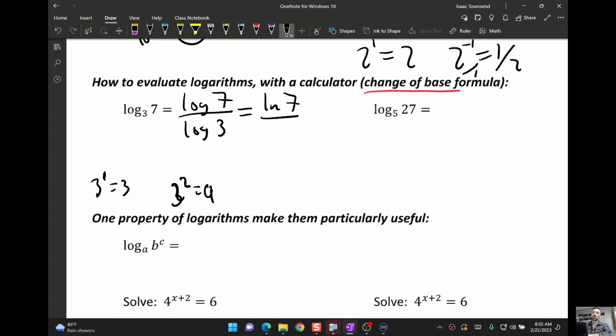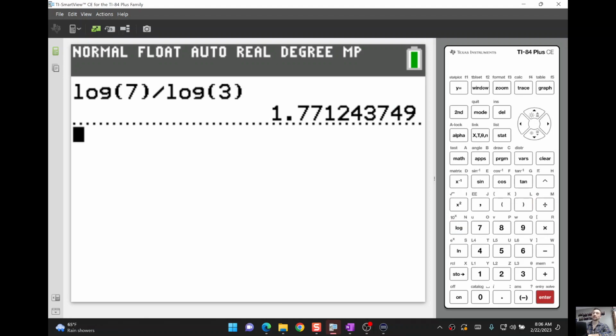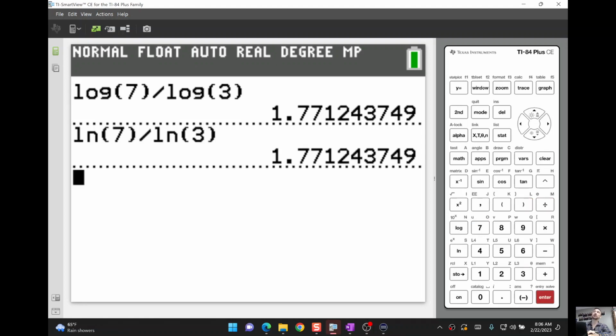And you could do natural log of 7 over natural log of 3. Both of those give us the same thing. And I will type both in to show you, to convince you. There's change of base with the common log, and there's change of base with the natural log. Exactly the same thing. I knew my answer was between 1 and 2, but now I can get more specific, about 1.771.